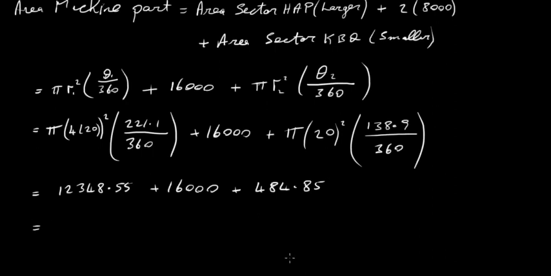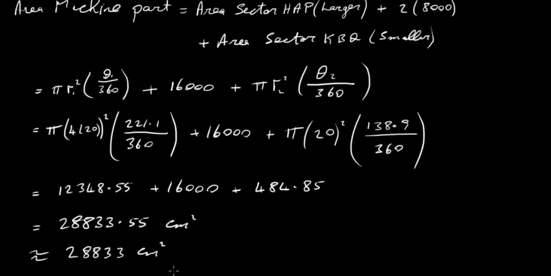When you add all of these up here, you get 28833.55. That's centimeters squared. And remember, answer the question you were actually asked, and that was give it to the nearest centimeter squared. So that's going to be 28833 centimeters squared to the nearest centimeter squared. Okay, and that's it for questions 6 and 7.